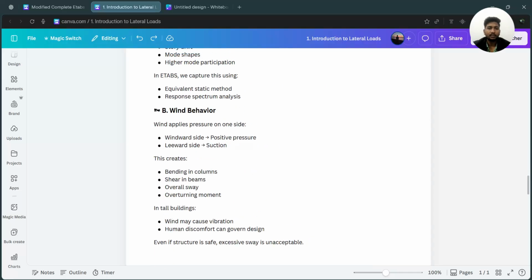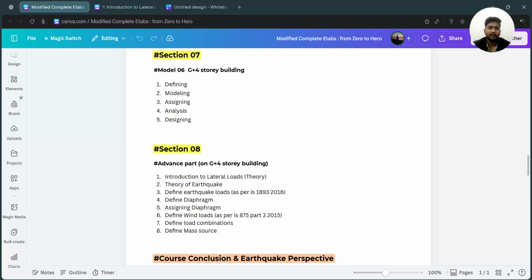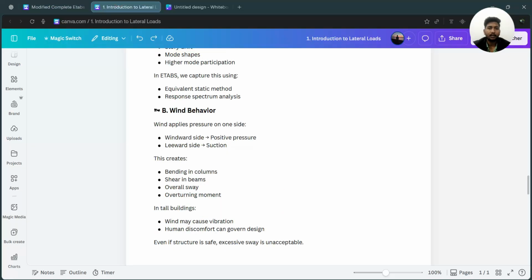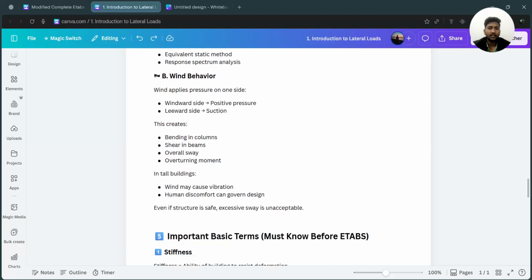Wind applies pressure on one side, that is the windward side, and the leeward side. I have covered the windward and leeward side in the upcoming define wind part. On the windward side there is positive pressure, and on the leeward side, that is the suction. This creates bending in the column, shear in the beam, overall sway and overturning movement.